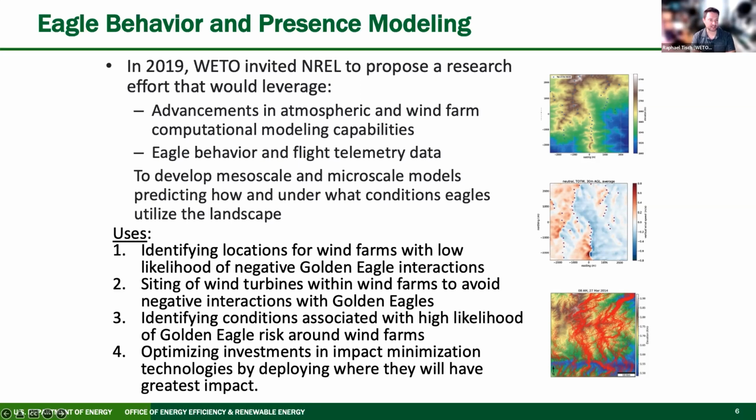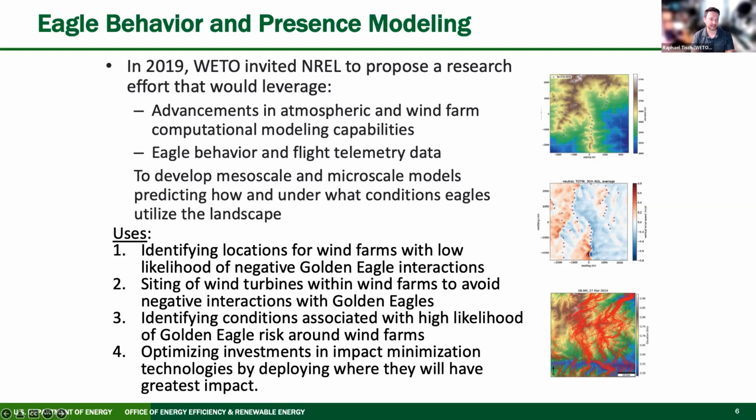As we'll hear about today, and as you may know, eagles are consummate soaring birds, and so they use landscape features and atmospheric conditions, thermal updrafts to navigate and to fly. So these models will help ultimately identify locations in and around wind farms with low likelihood of use by golden eagles, and so minimizing interactions. They can help siting wind turbines within wind farms to avoid those interactions.